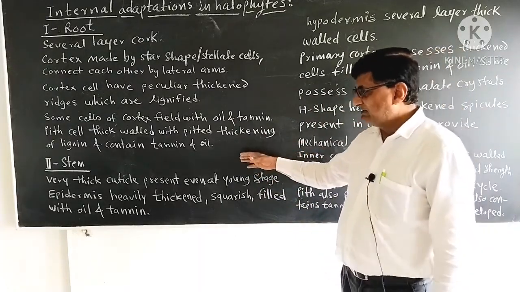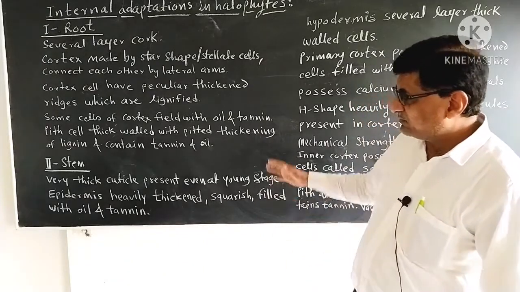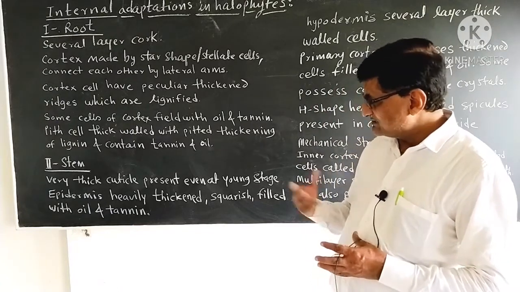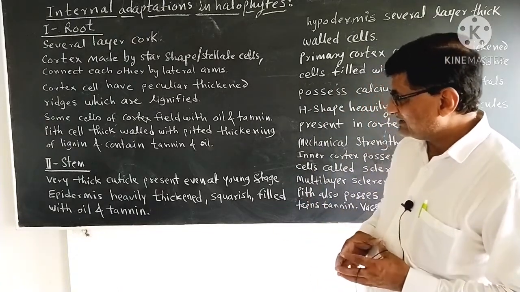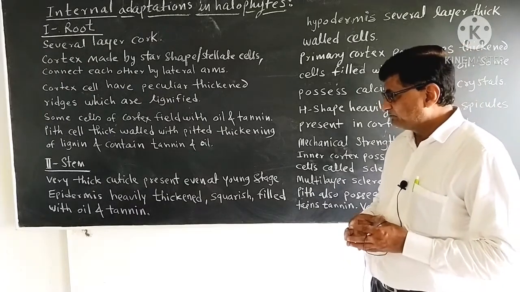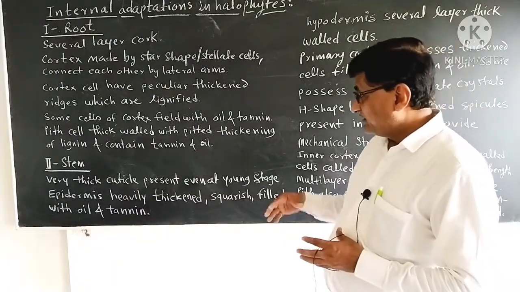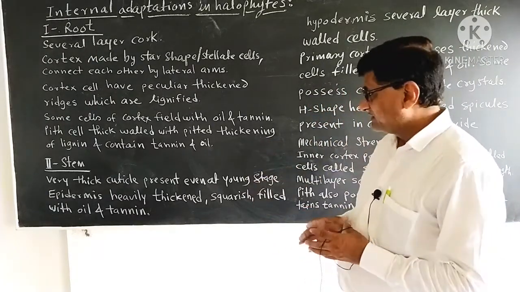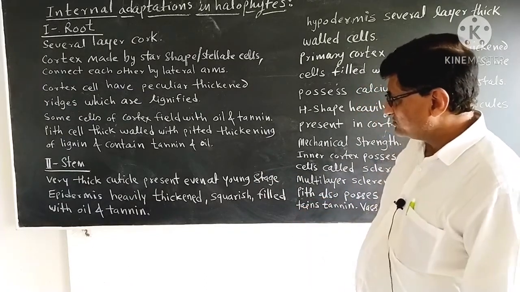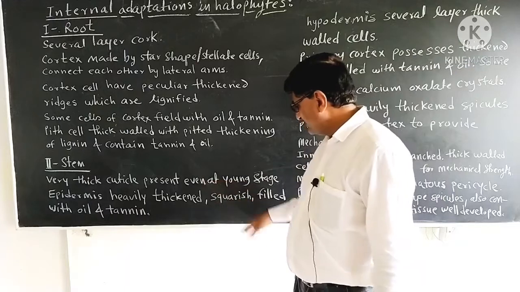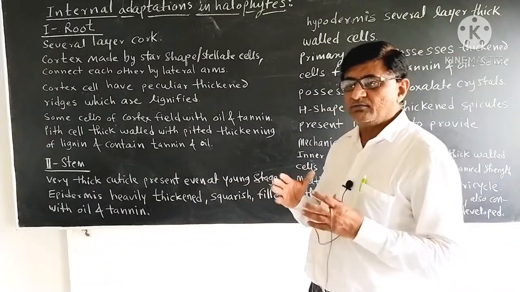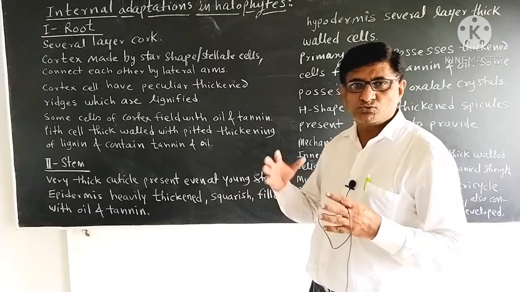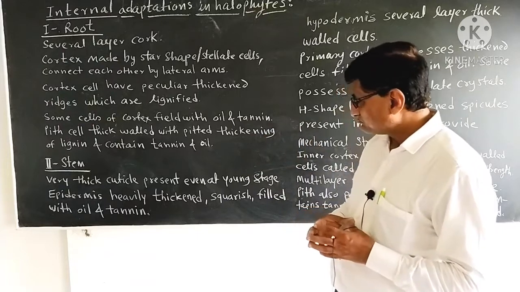Now we will see the internal ecological adaptations in the stem of the halophyte. The stem of the halophyte is also very soft. When you take a transverse section, you will observe that the epidermis cells are heavily cutinized, even though the stem is at a young stage. On the outside of the epidermis you will find a thick cuticle. The cuticle is present because it does two functions: it provides mechanical strength and it can also check the rate of transpiration.